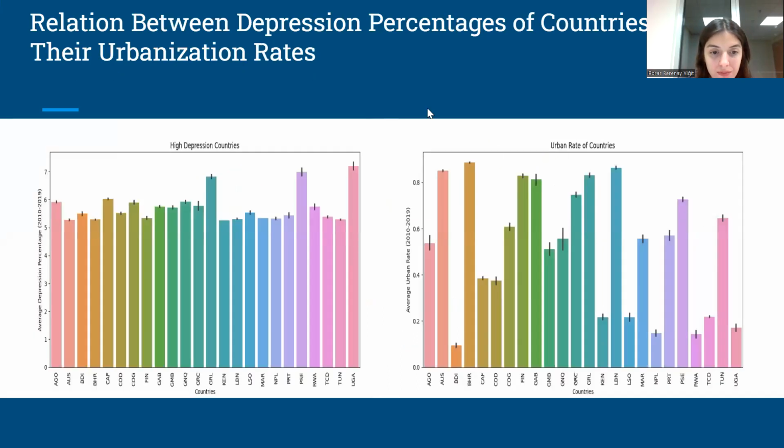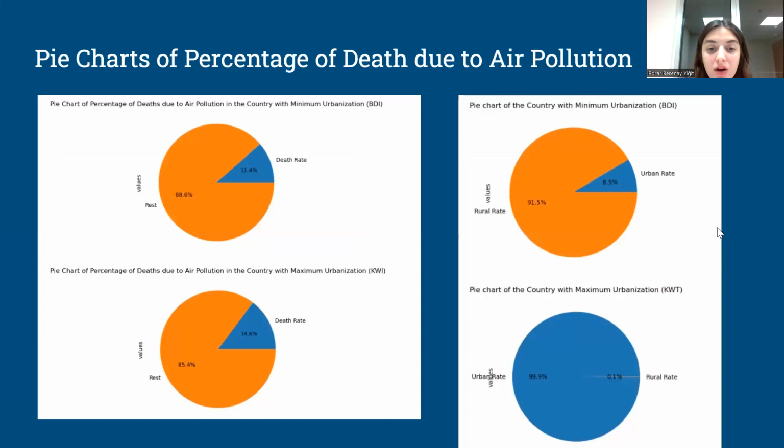Bar charts. The high depression countries bar chart reveals that approximately 52.5% of the population in these countries experiences depression, based on the average depression percentages between 2010 and 2019. Moreover, a noticeable correlation can be observed between the depression percentage and urbanization rates, as more than half of the countries with high depression rates also have urban populations exceeding 50% of the total population, indicating a potential connection between urbanization and depression.